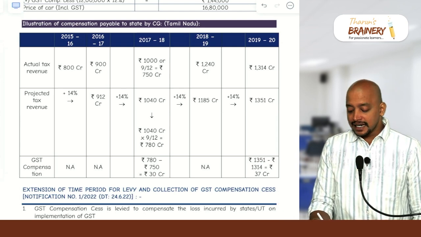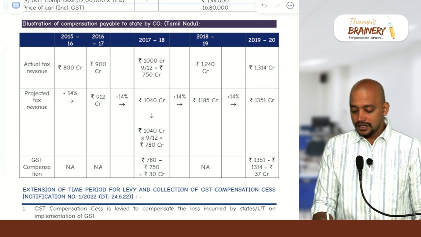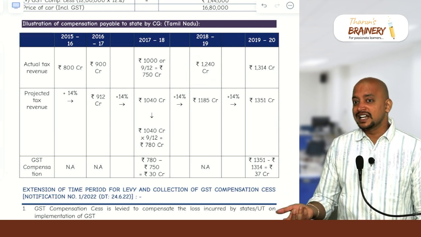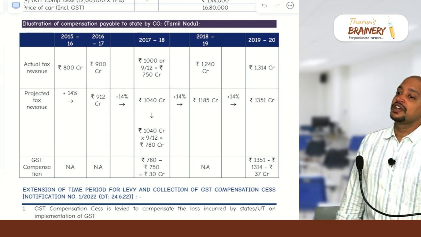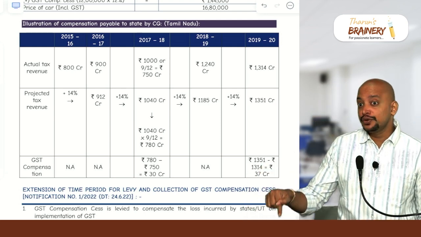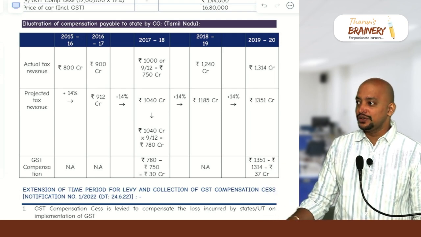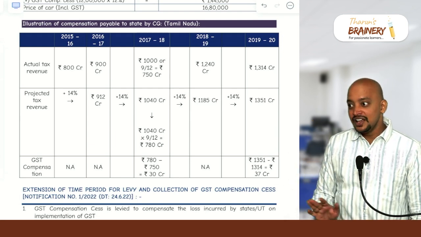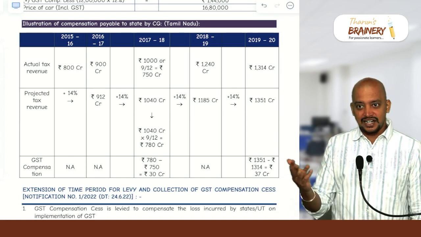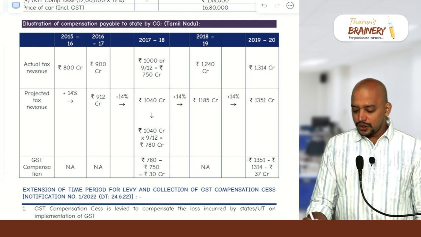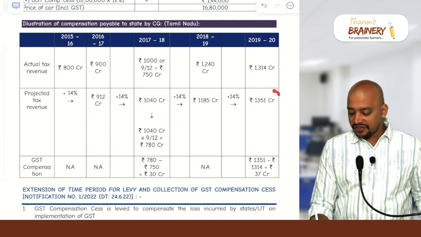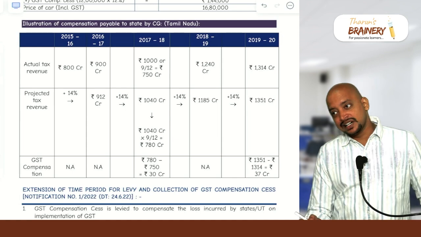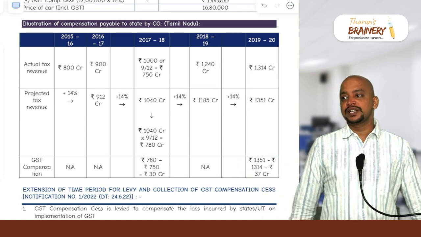Then next 18-19, how much is the projected? 1185. What is the actual? More or less? More. So will they get any compensation? No. So when will the compensation be given? If the actual tax revenue is less than the projected tax revenue, they will get compensation. Now sir, will they return anything? No, no. There is no returning. If there is shortfall, that will be paid. But excess, they don't have to return. Then 19-20, what is the projected? 1351. What is actual? 1314. Is the actual less than projected? Yes. So that 37 crores will be given as compensation. You understood?